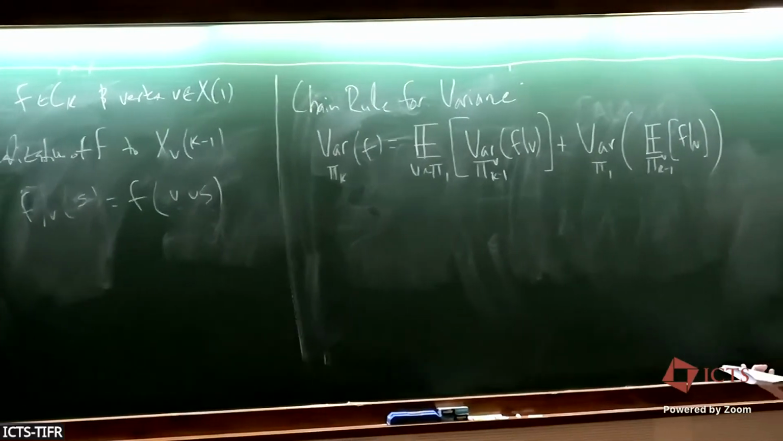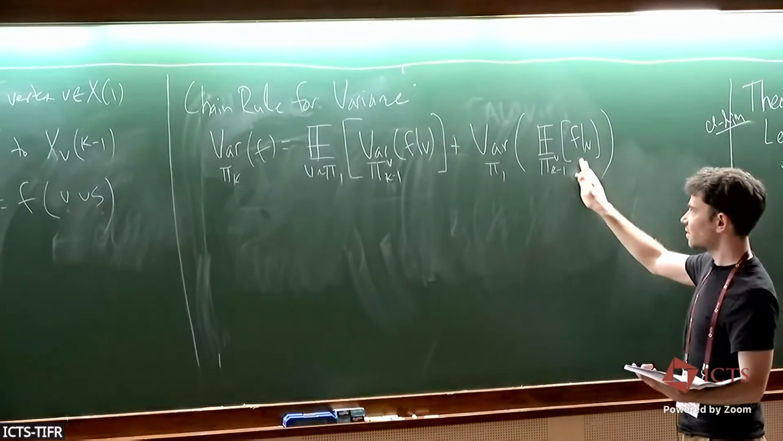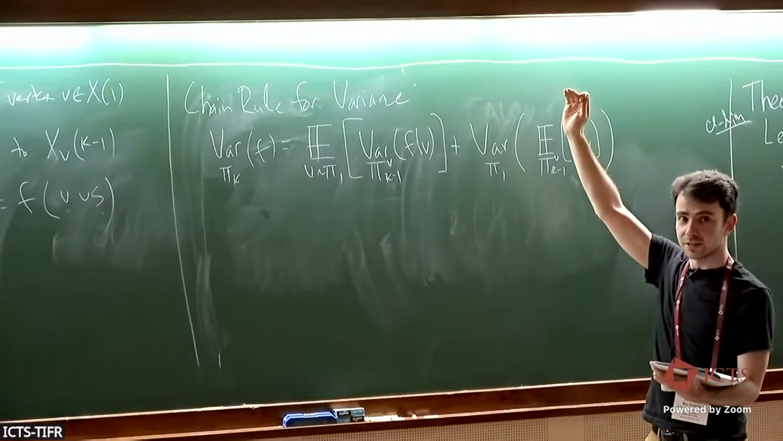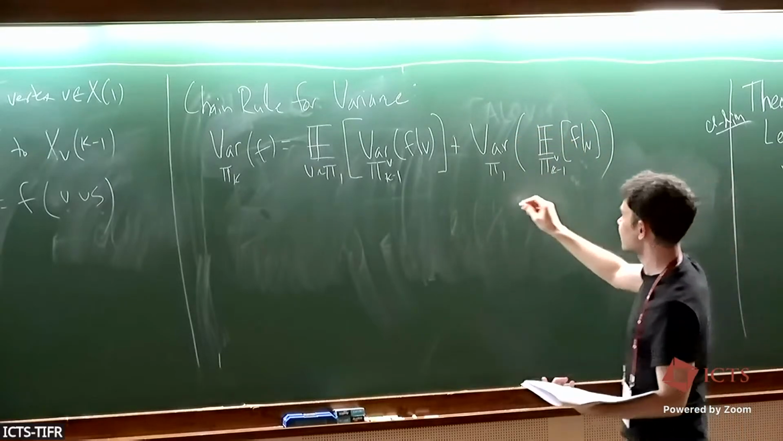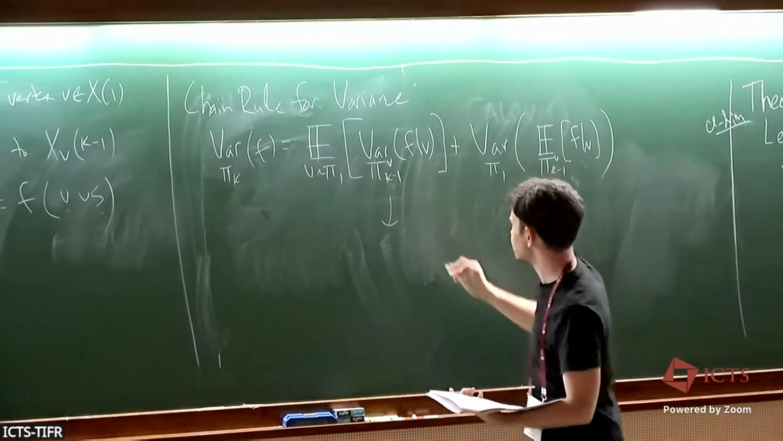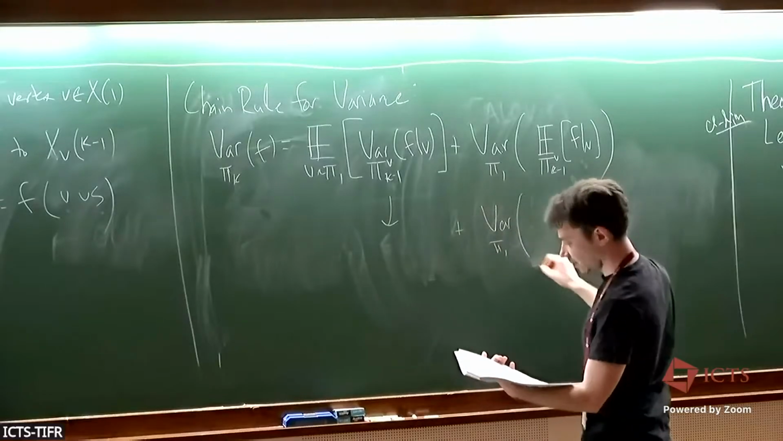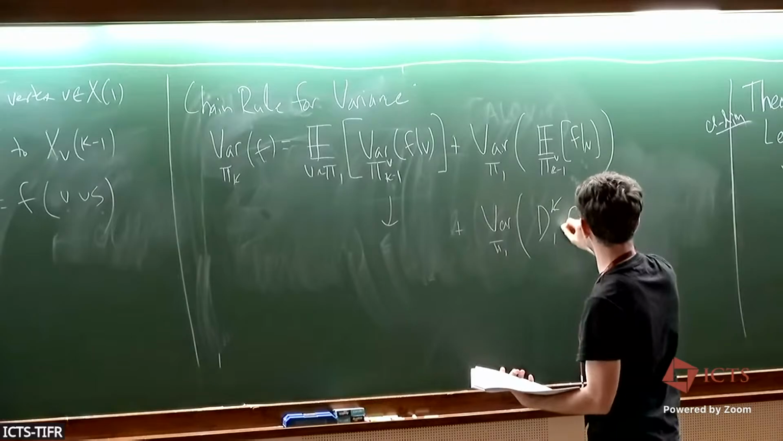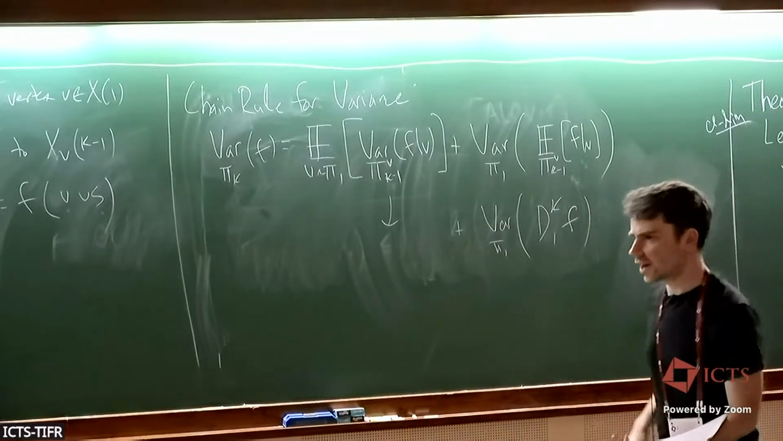Okay, and I just want to point out immediately, what is this expectation? This is: fix v and take the expectation over everything that's sitting above it. That is exactly the down operator, right? That's how we define the down operator. So this is actually just equal to the same term here plus the variance over pi 1, let me make sure I get this right, of D k→1 f.